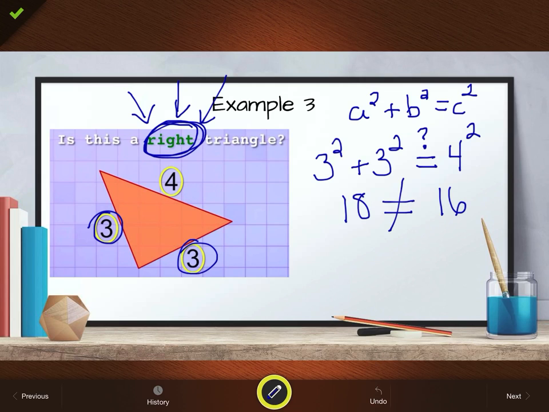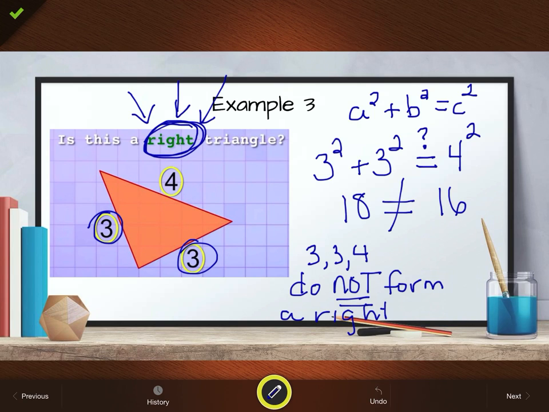So what this tells me, since 18 is not equal to 16, is that these 3 sides, 3, 3, and 4, do not form a right triangle. They may form just a triangle, just a basic, boring, not exciting triangle, but they will not form a right triangle. So leg squared plus leg squared, see if it actually gives you what it says you should get for hypotenuse squared.